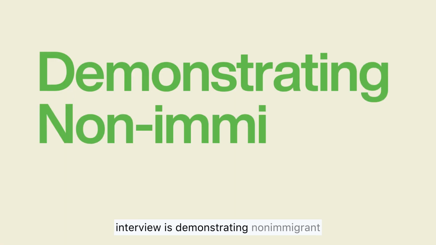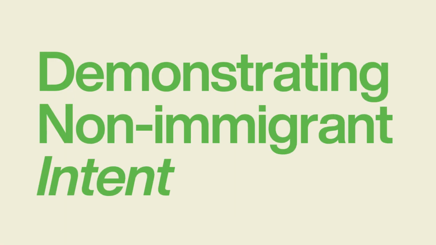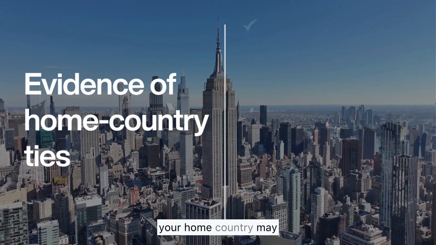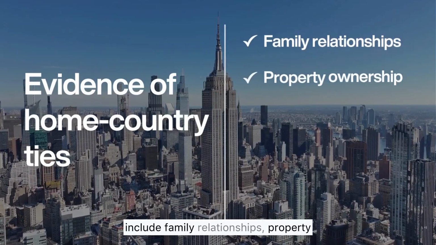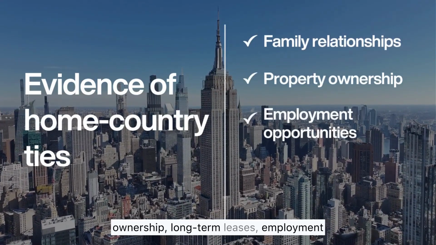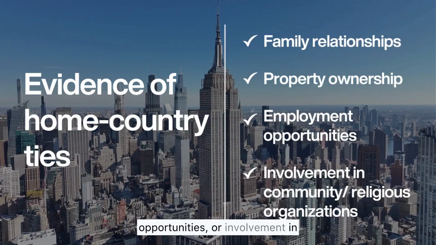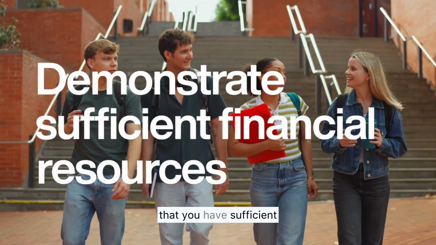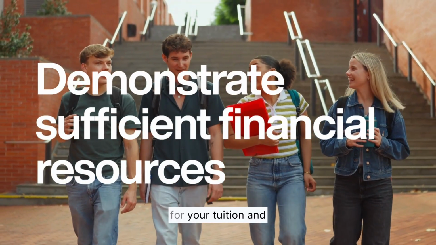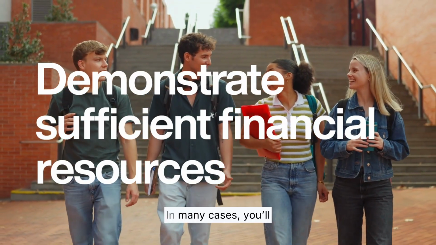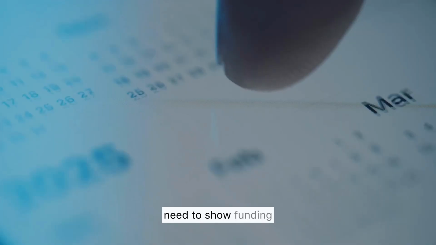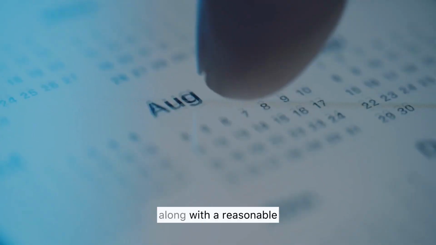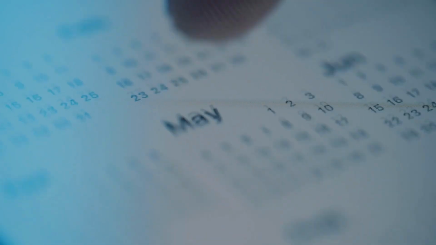One of the most important parts of the interview is demonstrating non-immigrant intent. This means showing that you plan to return home after your program ends. Evidence of ties to your home country may include family relationships, property ownership, long-term leases, employment opportunities, or involvement in community or religious organizations. You must also demonstrate that you have sufficient financial resources to pay for your tuition and living expenses. In many cases, you'll need to show funding for at least your first year of study, along with a reasonable plan for covering future expenses.